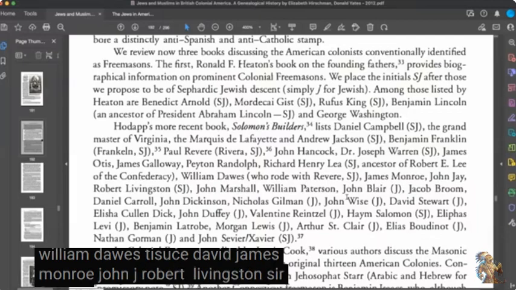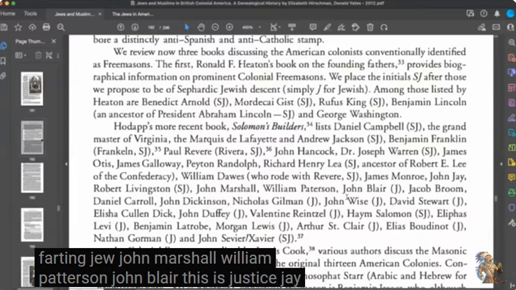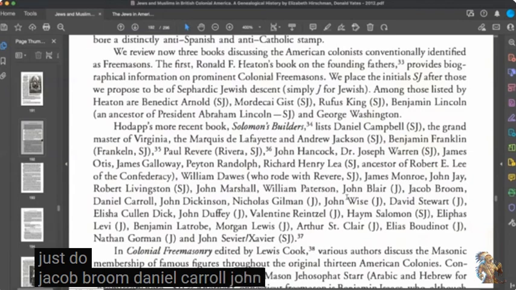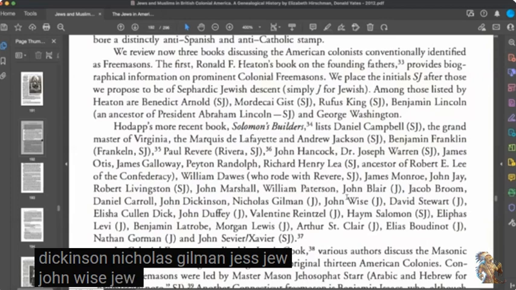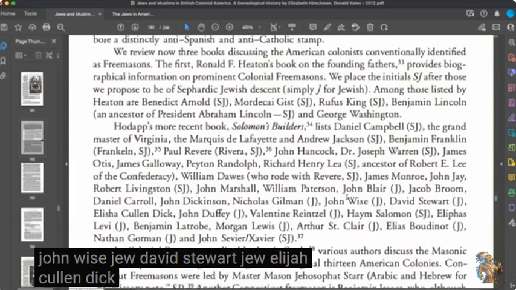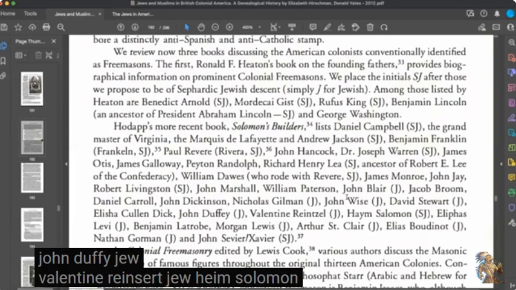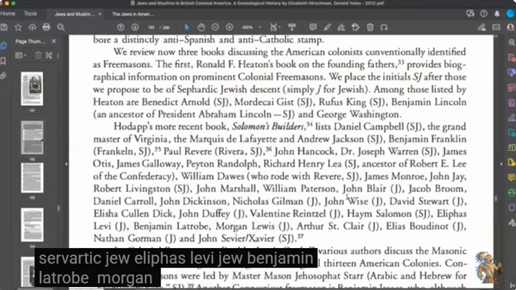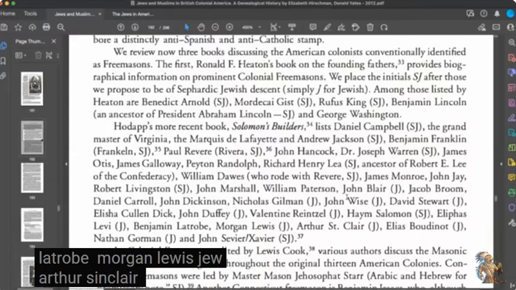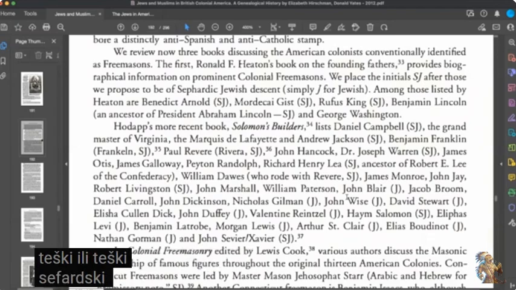Robert Livingston, Sephardic Jew, John Marshall, William Patterson, John Blair, it says just J, just Jew, Jacob Broom, Daniel Carroll, John Dickinson, Nicholas Gilman, just Jew, John Wise, Jew, David Stewart, Jew, Elisha Cullen Dick, John Duffy, Jew, Valentine Reinsel, Jew, Haim Solomon, Sephardic Jew, Eliphaz Levi, Jew, Benjamin Latrobe, Morgan Lewis, a Jew, Arthur St. Clair, Jew, Elias Boudinot, Jew, Nathan Gorman, Jew, and John Sevier or Xavier, Sephardic Jew.